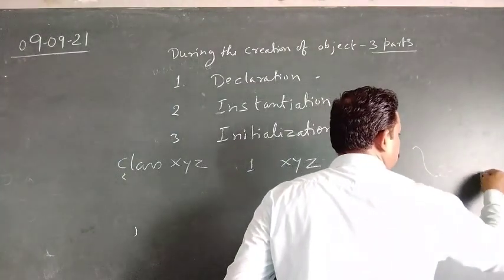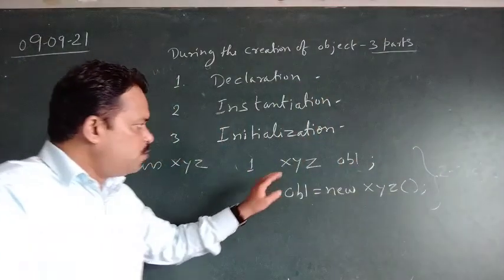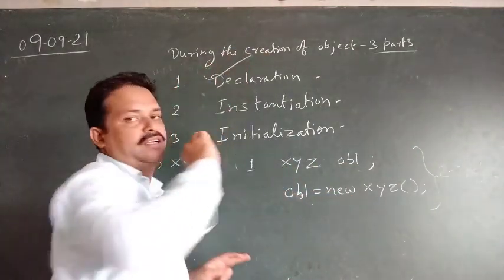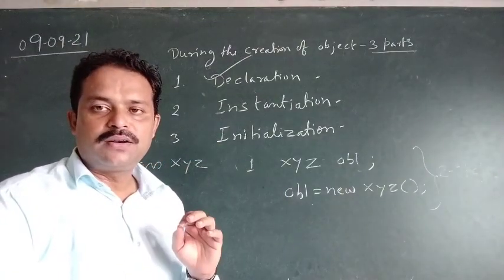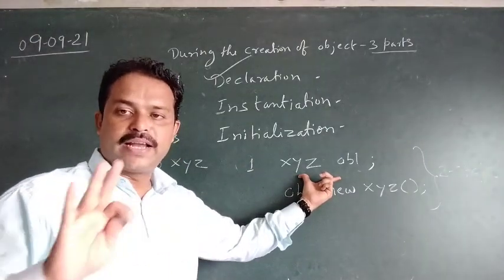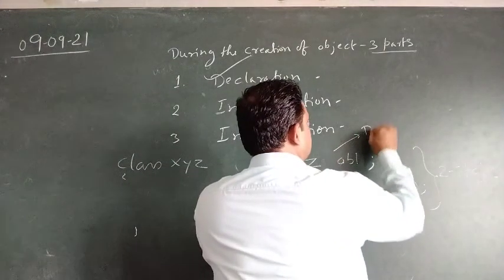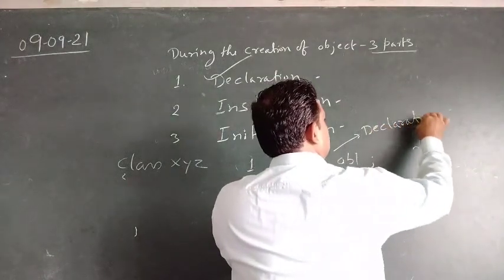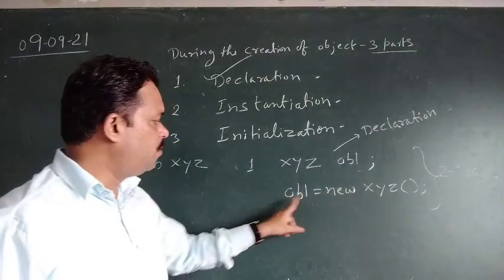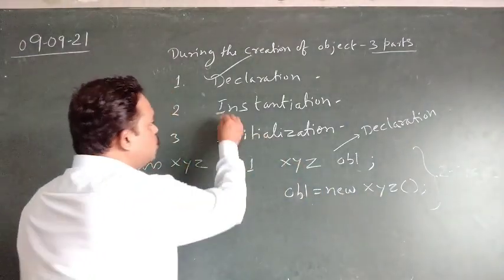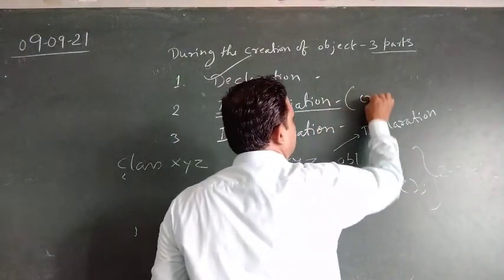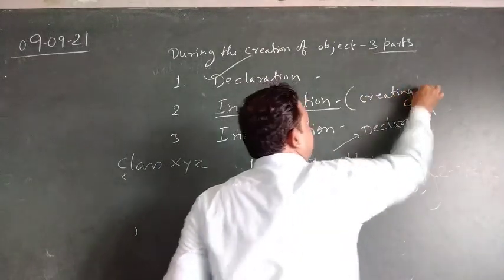So when you are writing XYZ ob1, this much only, it means that you are doing declaration. So what is the meaning of this statement? Only declaration you have done. And if you are writing the statement ob1 is equal to new XYZ, it means that you are doing instantiation. Instantiation means creating the object.